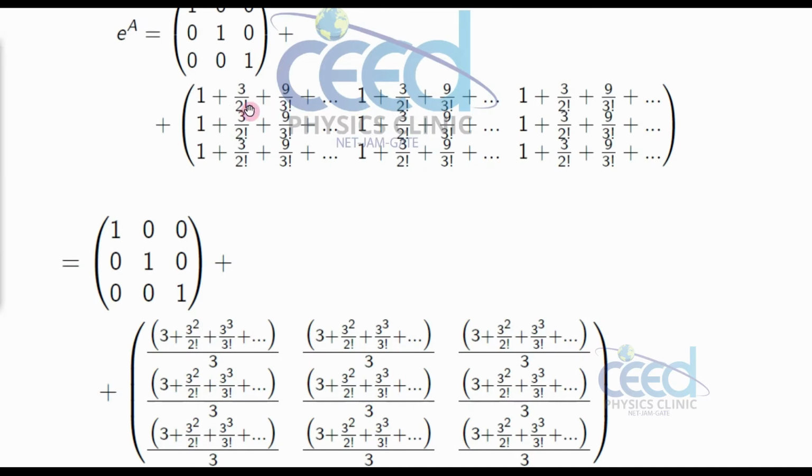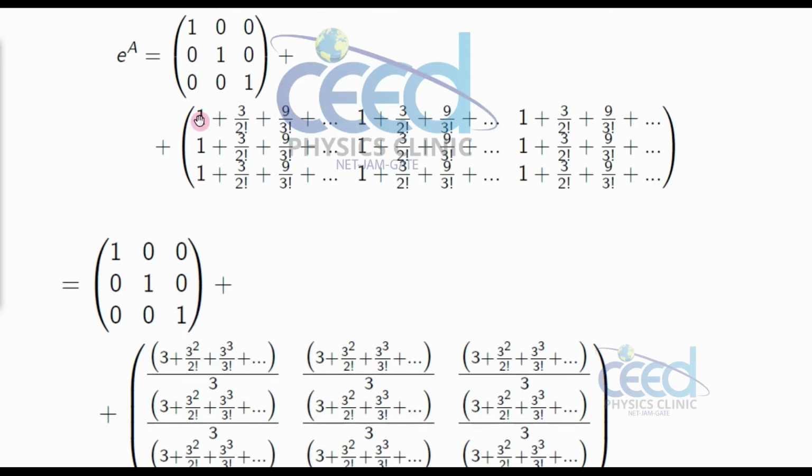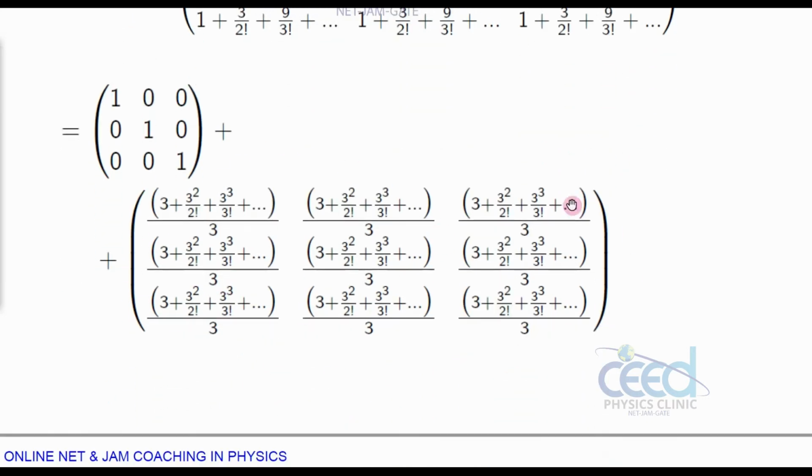I am going to divide all the terms by 3, so I multiply all the terms by 3 as well. Here I can write 3 plus 3 square plus, this will be 27, that is 3 cube. So 3 plus 3 square plus 3 cube, here 2 factorial, here 3 factorial. By multiplying by 3 you have to divide by 3 also. Each term is like that, all terms are the same, so I can copy all this.